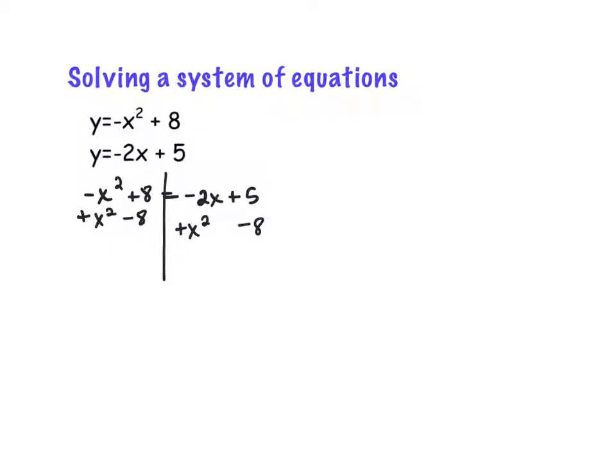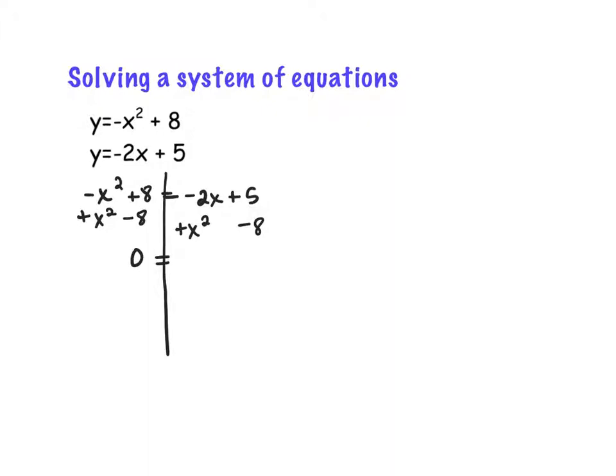So if I'm looking at the left side of the equation, everything over here is its opposite. Negative x squared, positive x squared gives me 0. 8 minus 8 gives me 0. So what I'm left with on this side is 0.